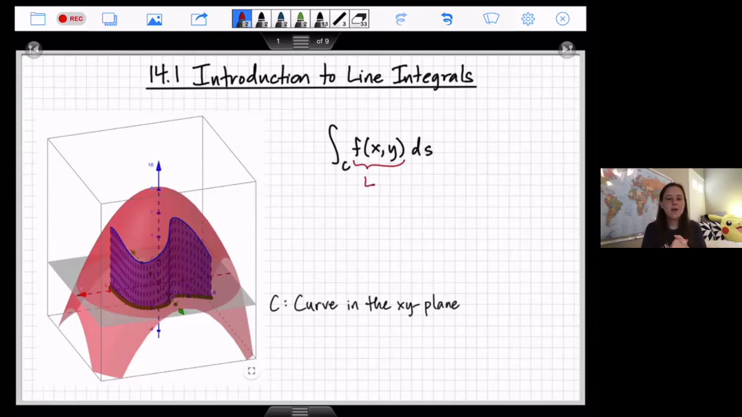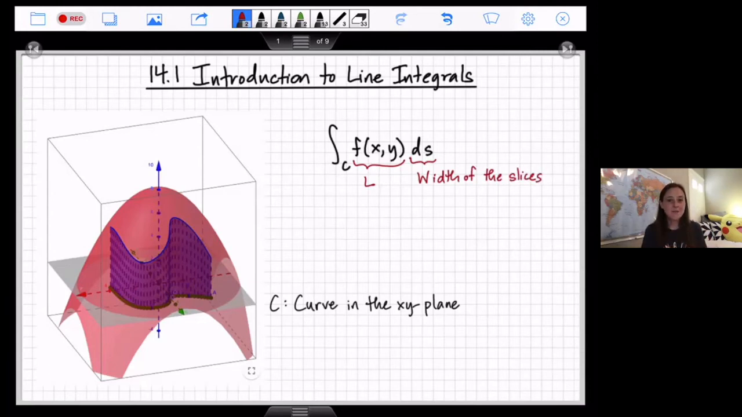The way we're going to calculate the area of this curvy curtain is similar to what we do in Calc 1. When we had area underneath a curve, we would slice up that area into little bitty slivers. We're going to do the same thing here. We're going to slice up that curve into little bitty slivers, and then the height or the length of those slivers is going to be given by the function value f of x, y. And then the ds, kind of like the dx in Calc 1, is just the width of one of those tiny little slivers. ds follows that curve as we go along. So this is the width of a slice.